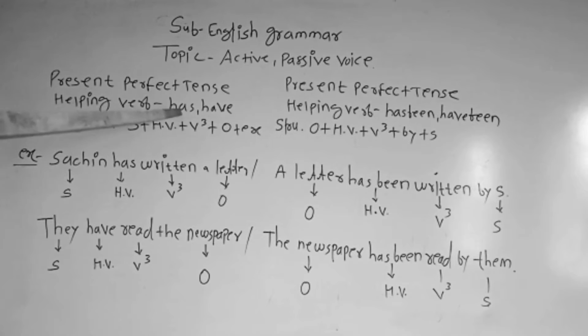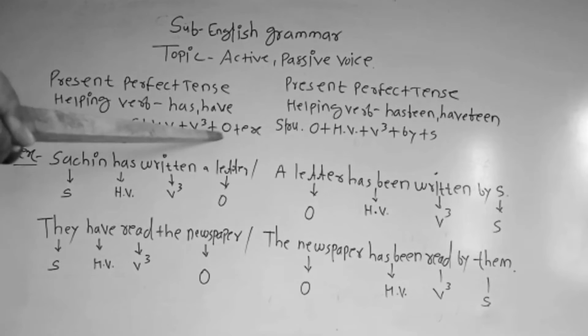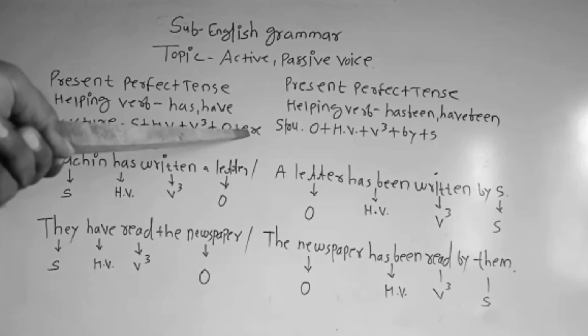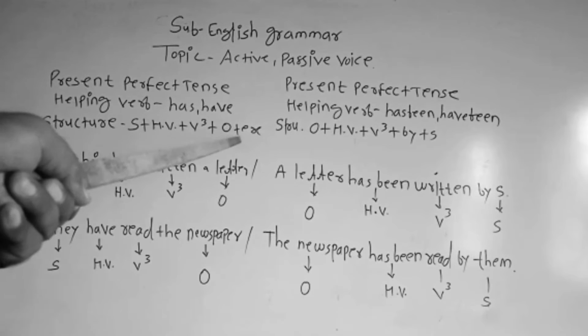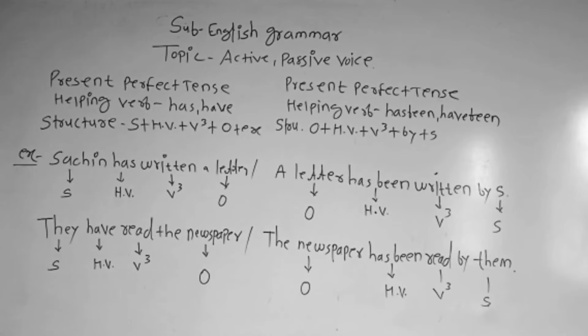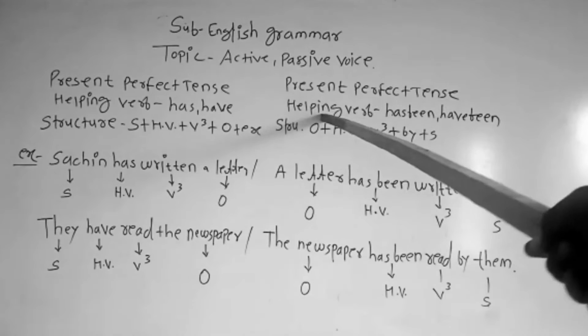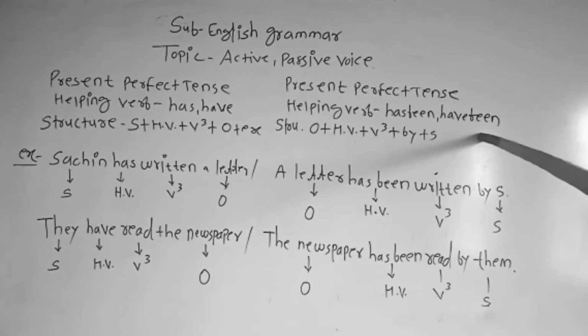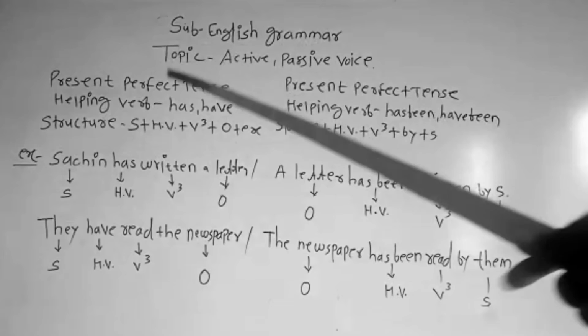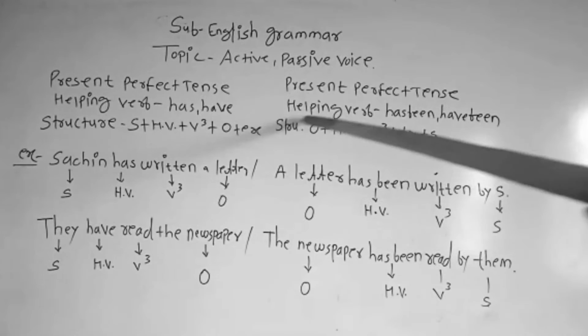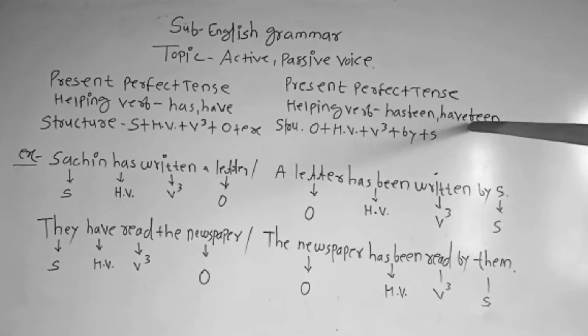The helping verbs in the active voice are has and have. Present perfect tense, active voice, there are the helping verbs has, have. Structure: subject, helping verb plus v3 plus object plus extension. Here in the passive voice of the present perfect tense, the helping verbs are has been, have been. A little bit of difference: in the active voice there are has and have, and in the passive voice there are has been and have been.